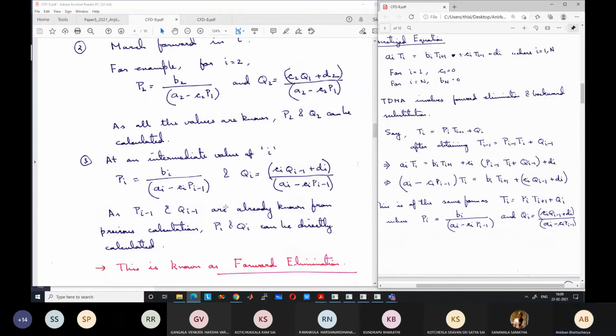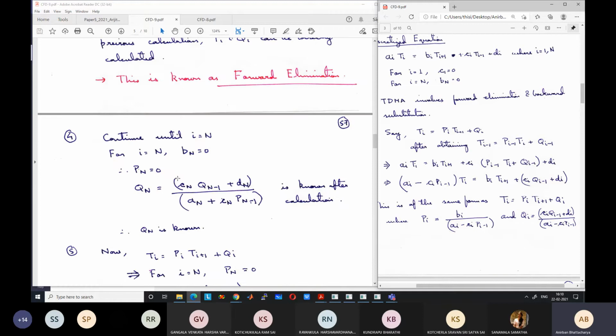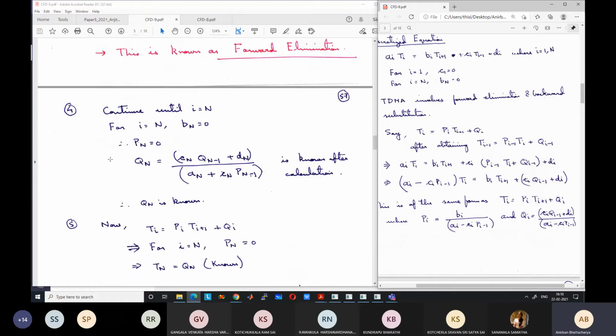Okay. So what is known after the entire marching up to n? All the values of Pi and Qi are known. What is the advantage of this? If somehow we can find one value of T, we will be able to find all the other values of T. That is what we are going to see next. Let me explain first, then you can ask questions.